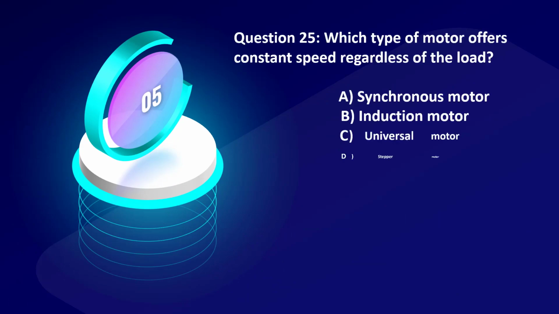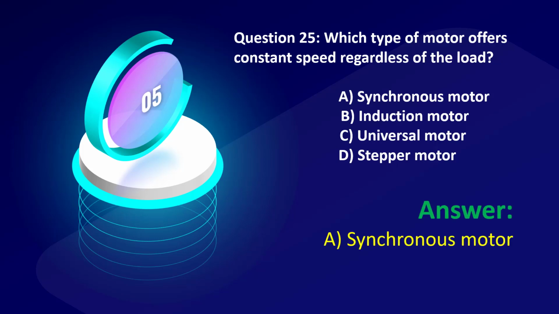Question 25. Which type of motor offers constant speed regardless of the load? A. Synchronous motor. B. Induction motor. C. Universal motor. D. Stepper motor. Answer: A. Synchronous motor.